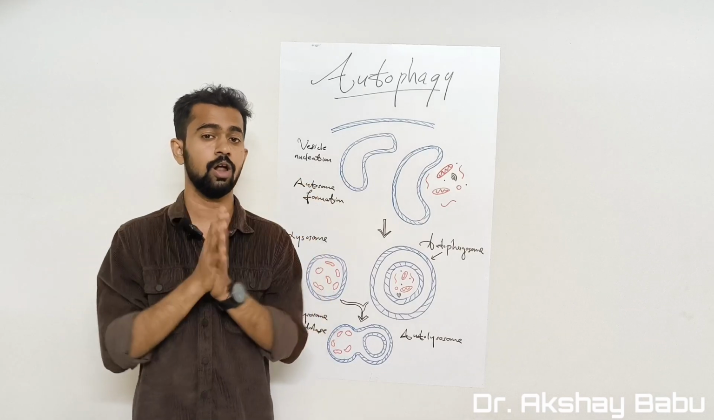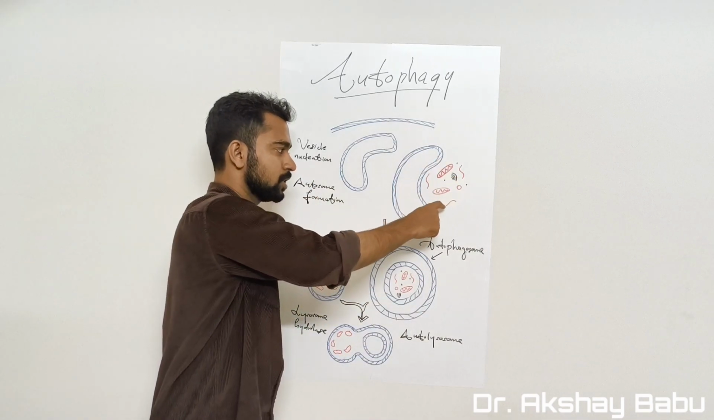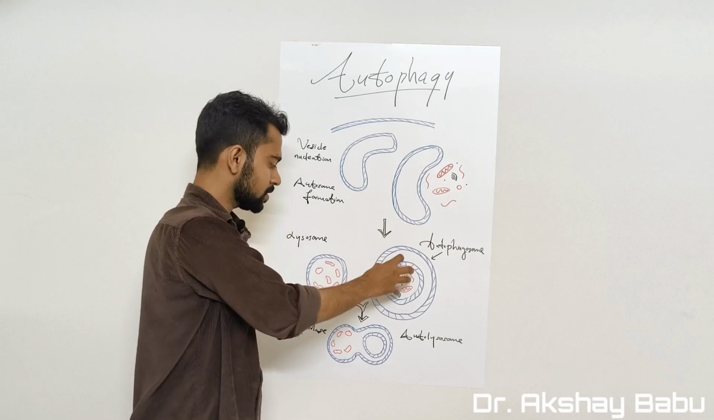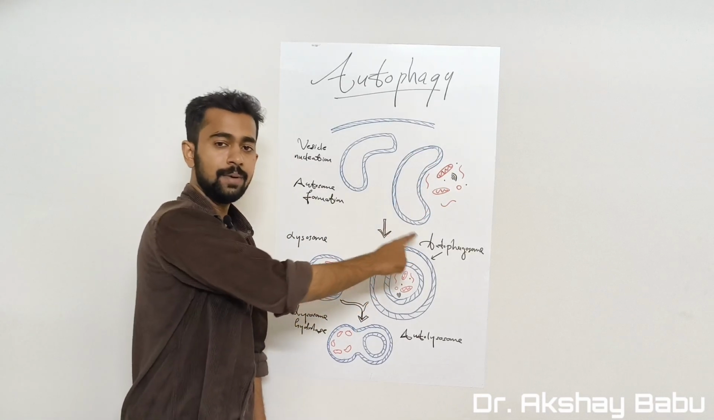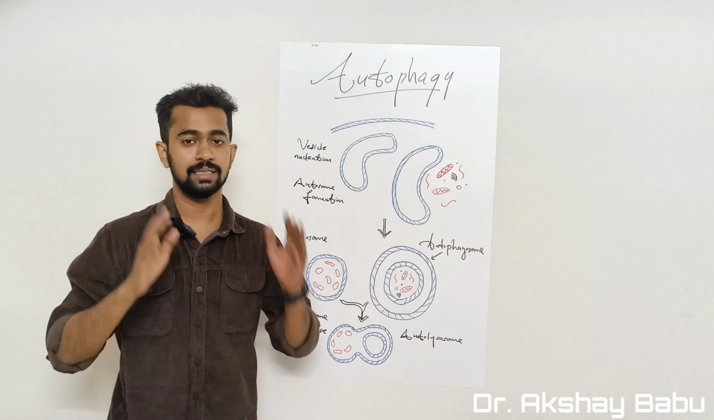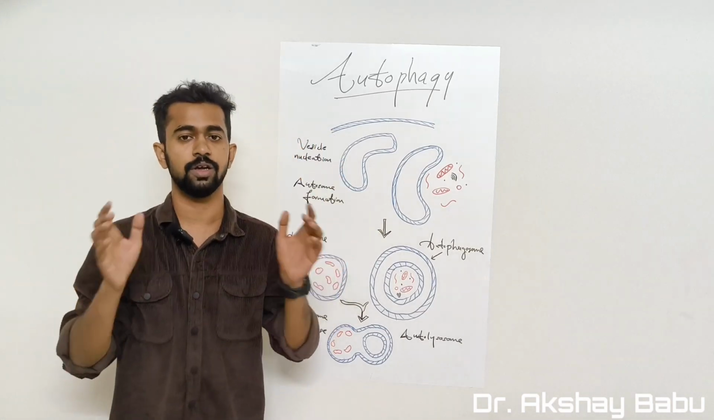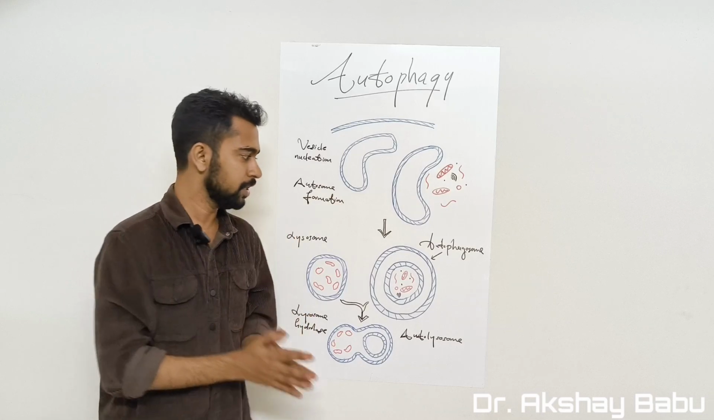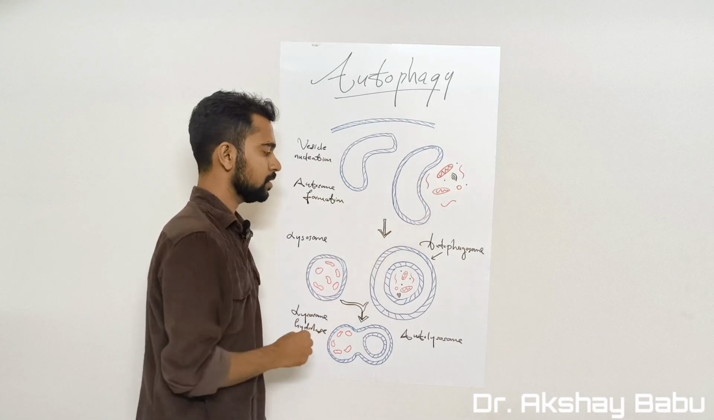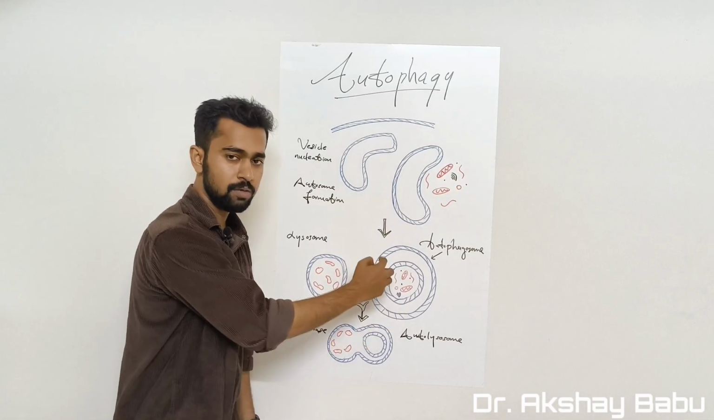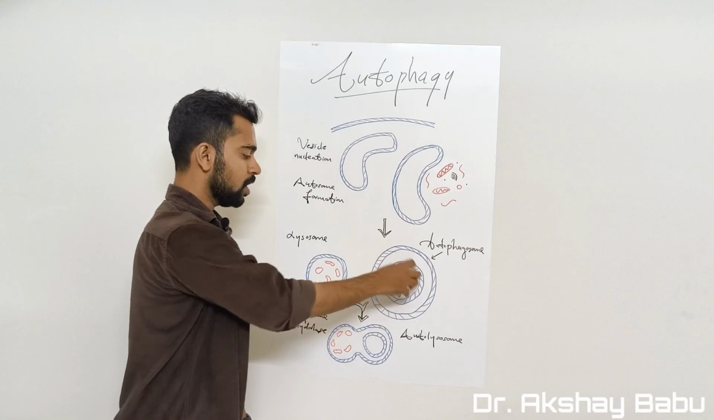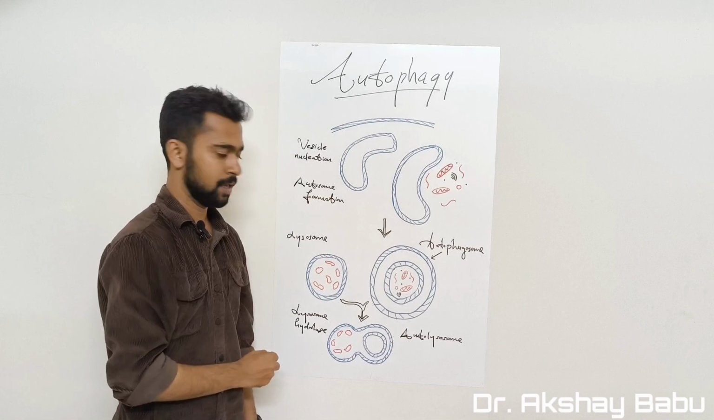Here, these worn out cellular organelles are being transferred towards these lysosomes by a double membranous structure, and that double membranous structure is known as an autophagosome. Here you can see in this figure, these are the worn out cellular organelles. Soon the autophagosome forms, and these autophagosomes transfer these worn out cellular organelles.